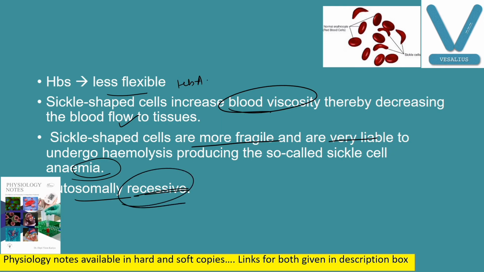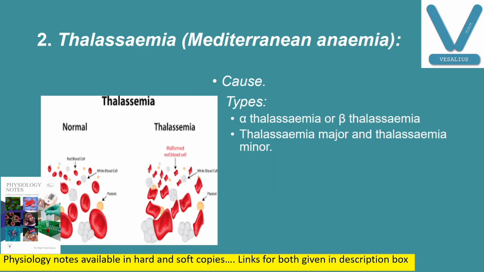Okay, another important hemoglobinopathy, that is thalassemia, which is also known as Mediterranean anemia, and that is due to decrease or absence of synthesis of polypeptide chain. Okay, these types depend on whether it is decreased or absent, and which chain is decreased or absent. There are two types of thalassemia, alpha and beta thalassemia, and whether the chain is decreased or absent, there is thalassemia major and thalassemia minor.